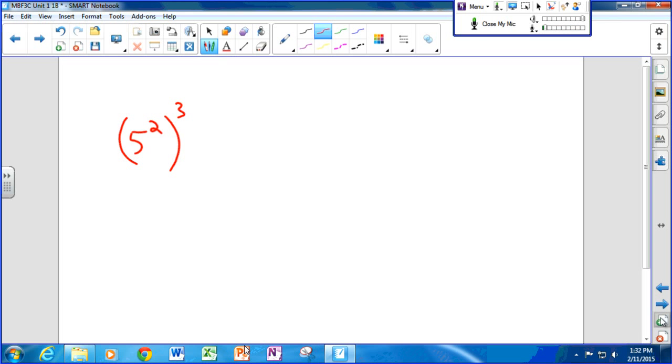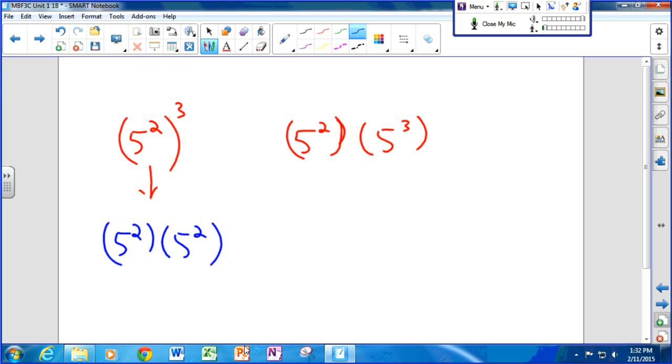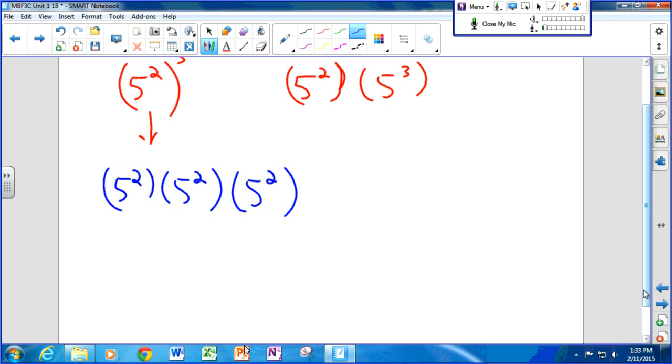Okay, so that's a very different situation than, say, 5 to the power 2 times 5 to the power 3. That's a different case that we're dealing with. In this case, what this expands to be is 5 to the power 2 times 5 to the power 2 times 5 to the power 2. And now we can use our law number 1, which says that when we're multiplying exponents with the same base, we actually add the exponents all together. 5 to the power 6. That's what we end up with.